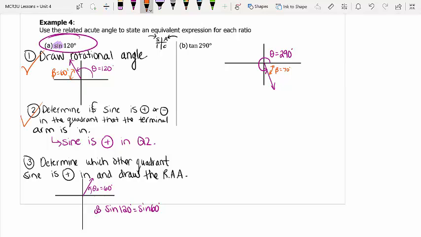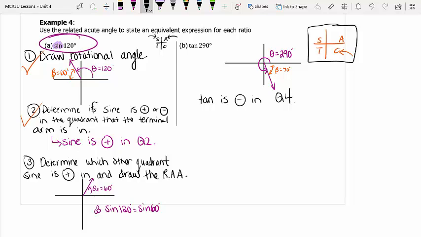Step 2 is determine if tan is positive or negative in that quadrant where the terminal arm ended up. Okay, so the terminal arm ended up in quadrant 4, and because of the CAST Rule, tan is negative in quadrant 4. So, to generate an equivalent expression, we need to create an angle with the same related acute angle in the quadrant where tan is also negative. So look at the CAST Rule. Which quadrant is tan also negative in? Okay, well it's positive here, and they're all positive there. So it's also negative in quadrant 2.